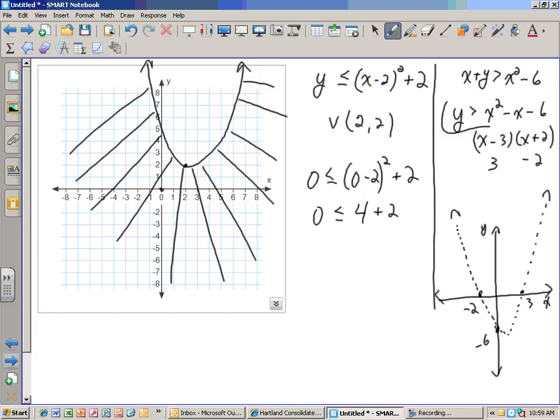We're going to take the original. I'm going to pick a point, pick the origin. 0 is greater than 0 squared minus 0 minus 6. Is that true? Is 0 greater than -6? Yes. So when I plugged in the origin, it worked, and it is inside the parabola. If one point works inside the parabola, they all do. And you can show shading that way. All right? Does that make sense?